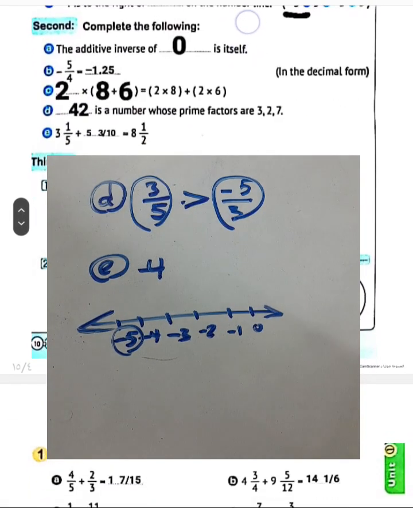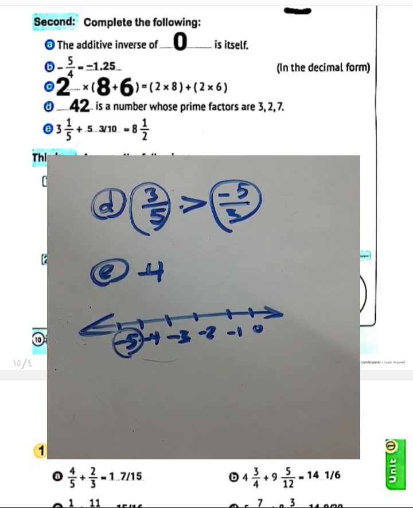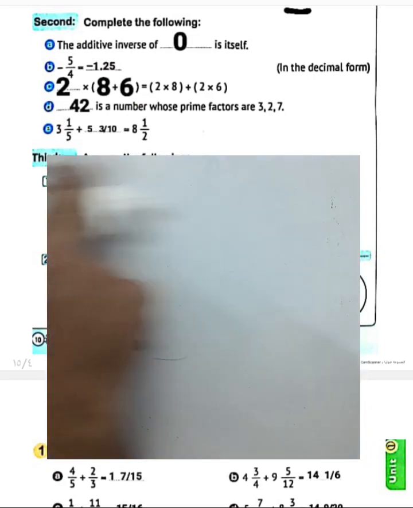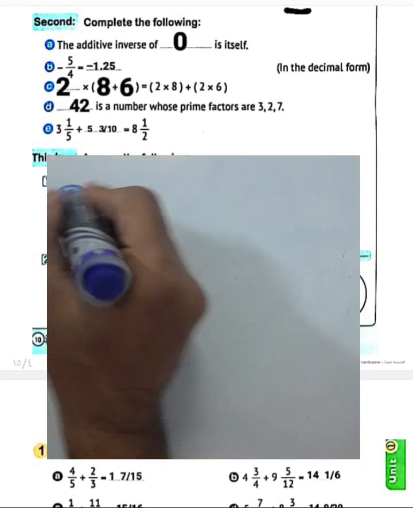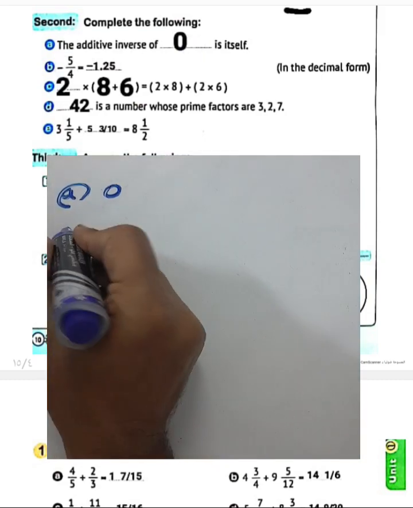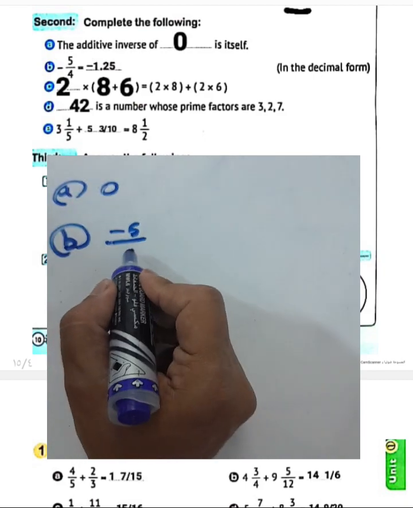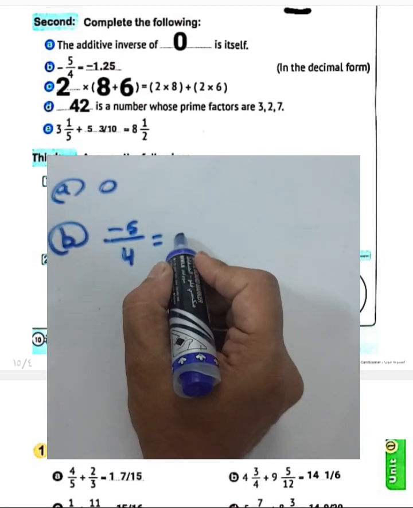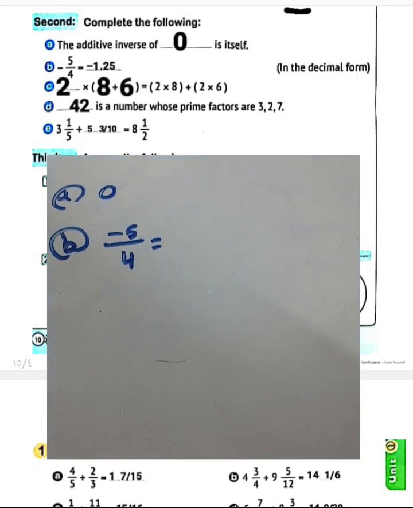Second, complete the following. The additive inverse of blank is itself. The additive inverse of 0 is 0. The additive inverse of 0 will be what? It will be 0, okay? Letter A, 0. Letter B, -5/4 equals blank. You must convert this number to decimal form. He tells us in his example, between two parentheses here.